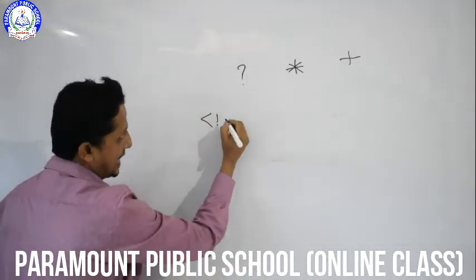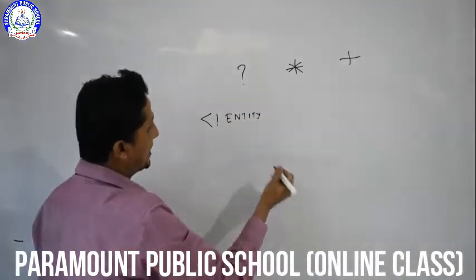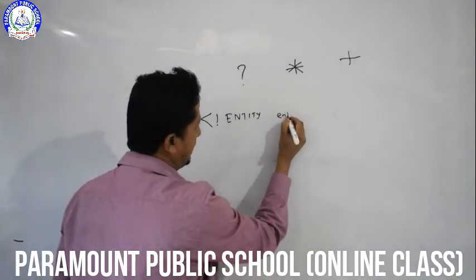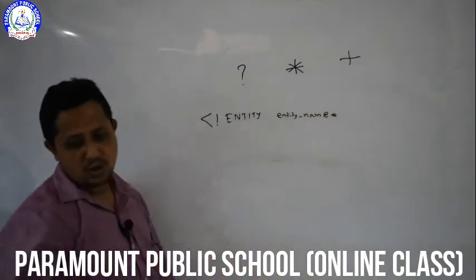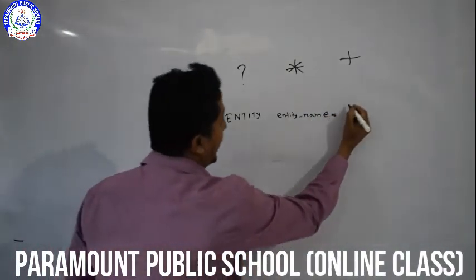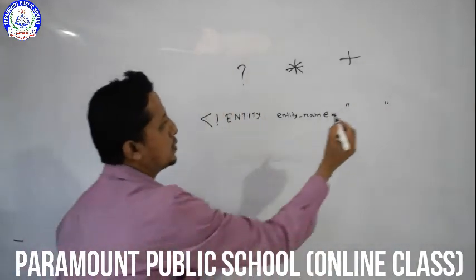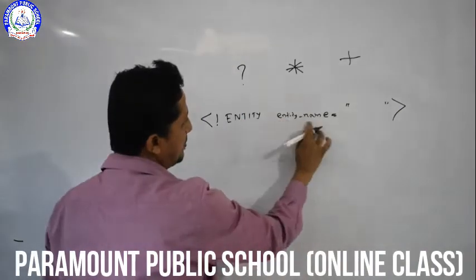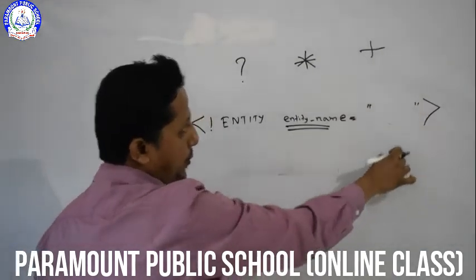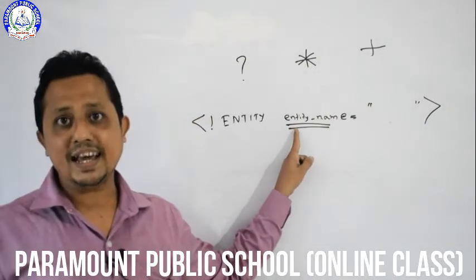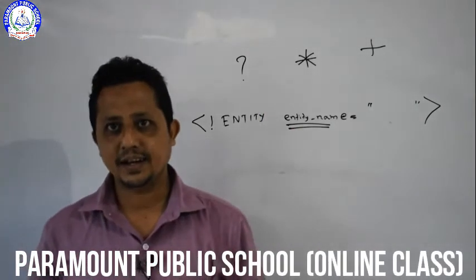Less than sign, the exclamation sign, ENTITY, then we give an entity name. We can give any name. After the entity name comes an equal to sign, and then what should the symbol be? And then you close it. Entity name, any name you can give, and then you give the particular character or group of characters. So this is the case of user defined entity.